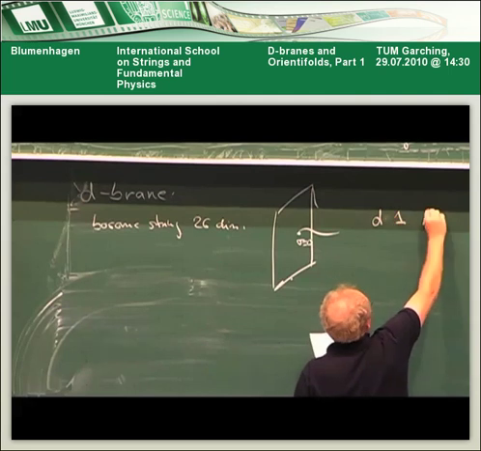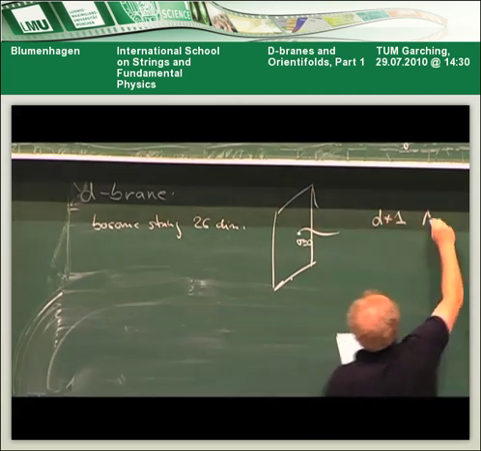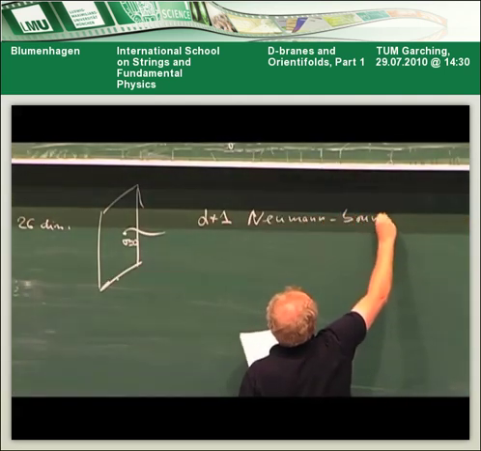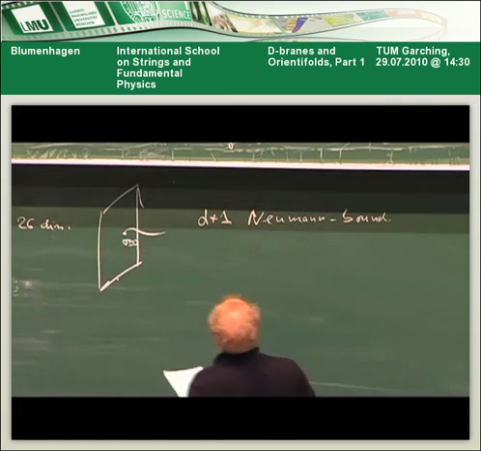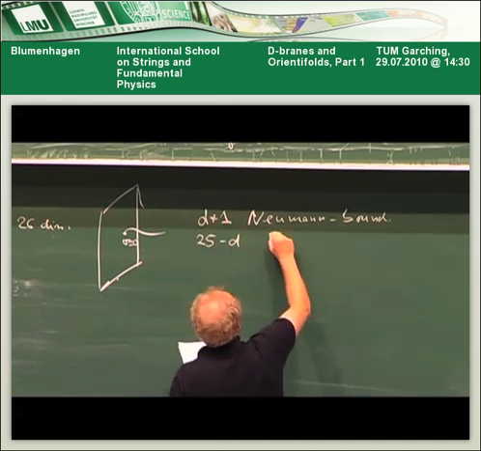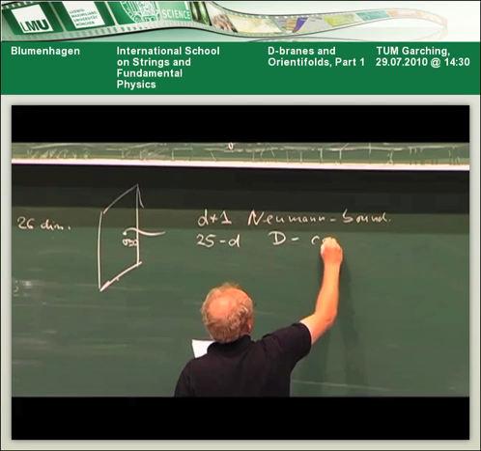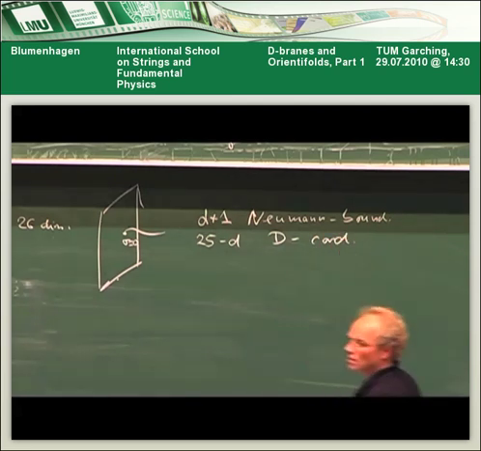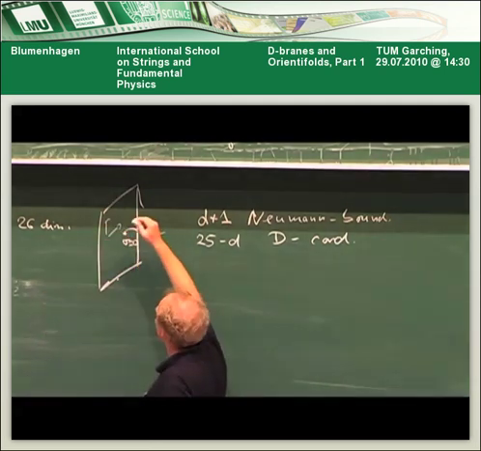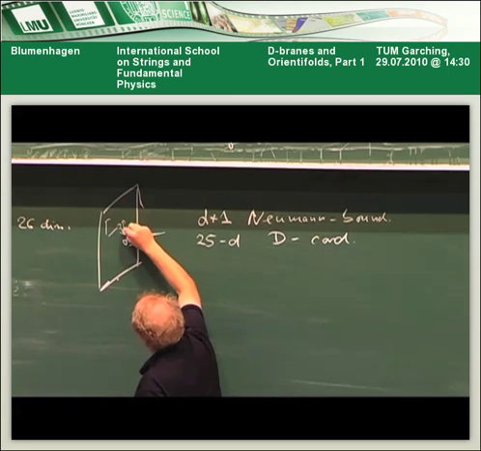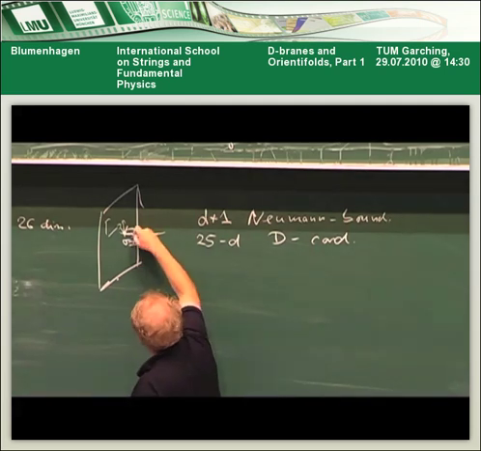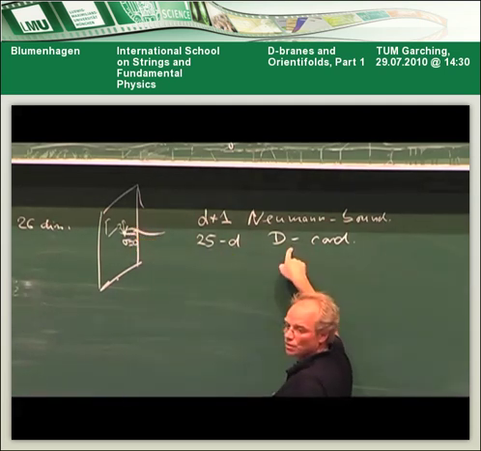So we can have, say, D plus 1 Neumann boundary conditions, in particular also in the time direction. And then we have 25 minus D Dirichlet boundary conditions. So this means that we have D plus 1 longitudinal directions, where this endpoint is free to move, and transversal to that, it's fixed, so to say: we have 25 minus D Dirichlet boundary conditions.